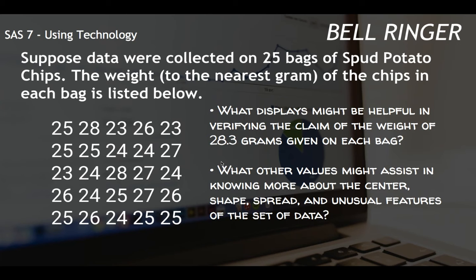So let's go back to the lesson before. Which one? A histogram, a dot plot, maybe a box and whiskers or a box plot, what do you want to call it? Maybe even a line plot or a frequency chart. One thing we didn't get into is a stem and leaf. That might help, except that on a stem and leaf, this would only have one spot, the 2s, and all the rest of the numbers would show. So anyway, what other values might assist in knowing more about the center, shape, spread, and unusual features of this set of data? I think you can answer this pretty simply.